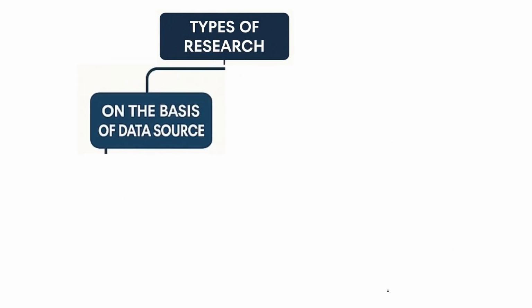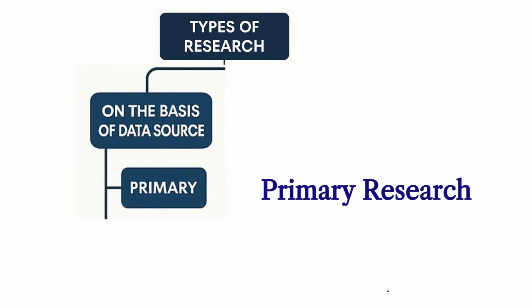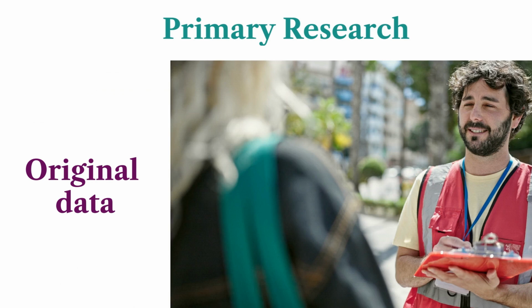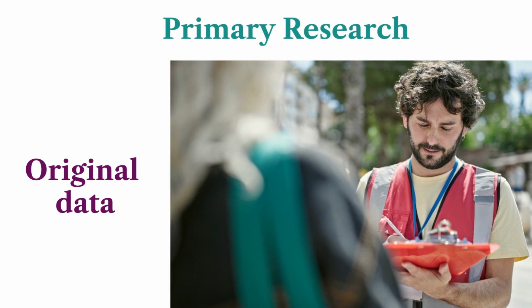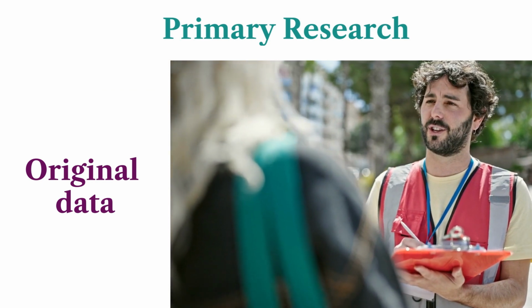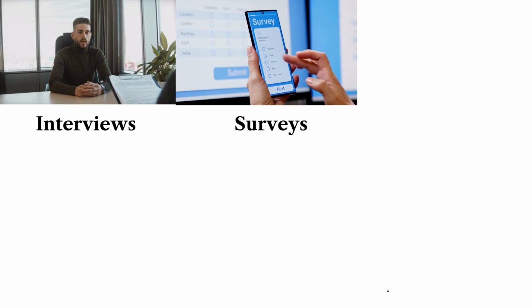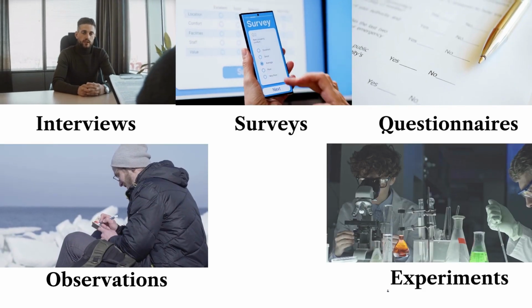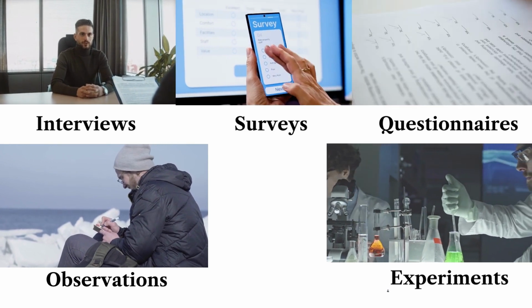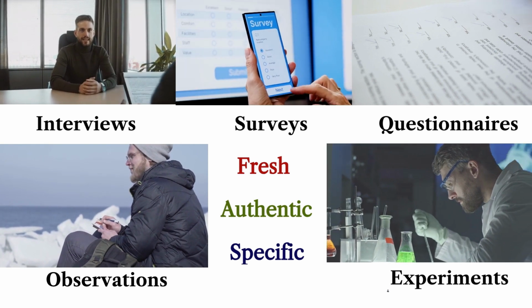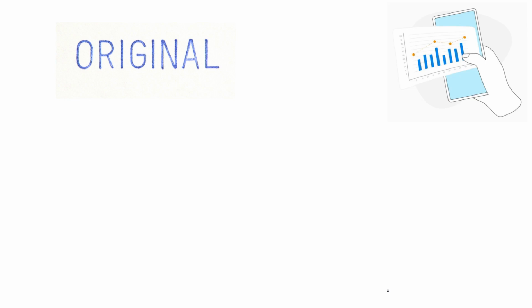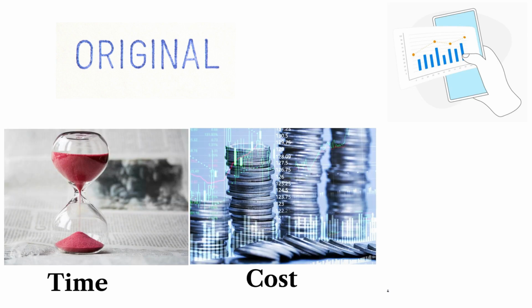Types of research based on data source. According to the source of data, research is of two types: primary research and secondary research. Primary research is when the researcher collects their own original data. This means the data is taken directly from the source. For example, data is collected directly through interviews, surveys, questionnaires, observation, or experiments with people. This kind of data is fresh, authentic, and specific because it is collected according to the researcher's research objectives. Primary research is always based on original and first-hand data, but it requires more time, cost, and effort.